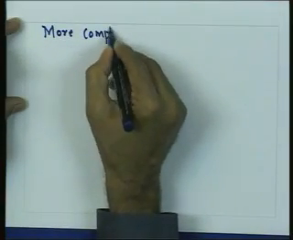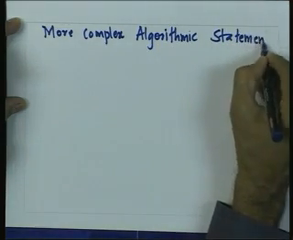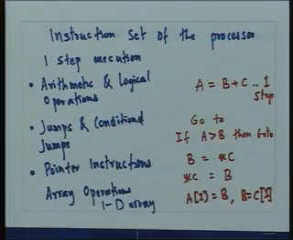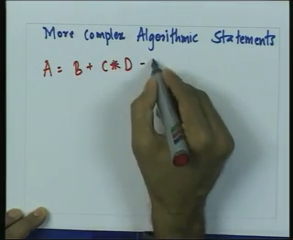Okay, so we looked at the basic instruction set and the basic algorithmic actions that are possible. What I'm going to do next is think about more complex algorithmic actions, or more complex algorithmic statements. We said that we allow these instructions, but naturally these should suggest some more complex instructions or statements that we would like to have. For example, we would like to write down a statement which looks like this. Say, A equals B plus C times D minus F.